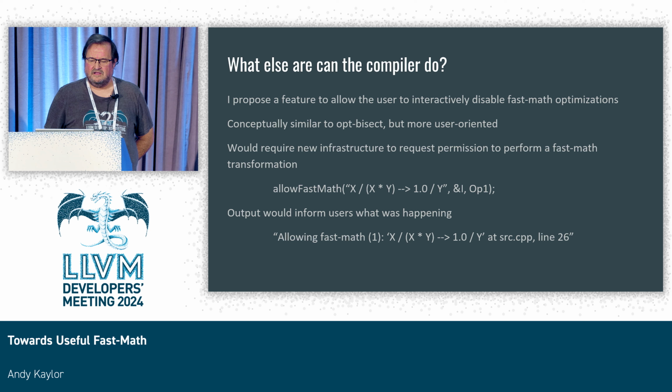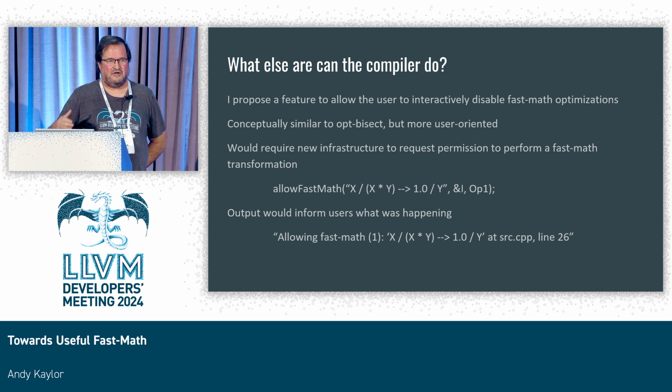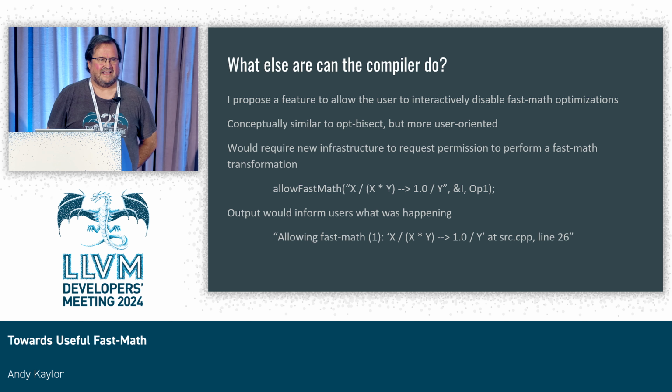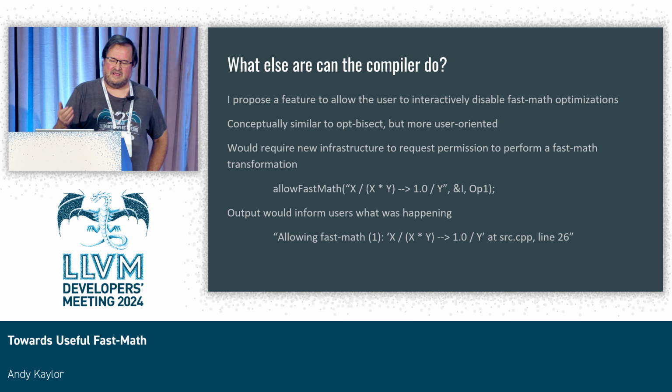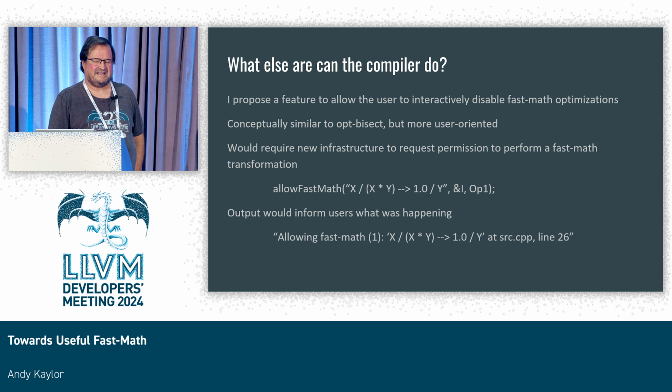So what else can the compiler do to help with this? This is kind of a long-term dream that I have, and this is the RFC portion of my talk. What I would like to see is to introduce something in the optimizer itself, where every time we wanted to perform a fast math transformation, we would do something to ask permission. I'm viewing this as conceptually similar to the opt-bisect option, where you can set a limit and say, okay, do fast math optimizations till you get here, and then stop, and it would print out output that would say, okay, I did this, and then when you get to the limit, it would say, I wanted to do this, but it was disallowed.